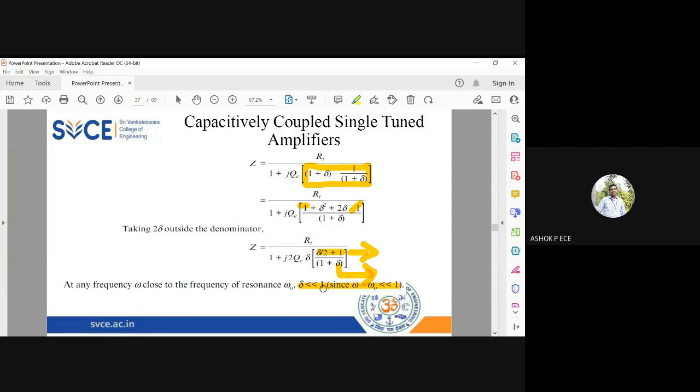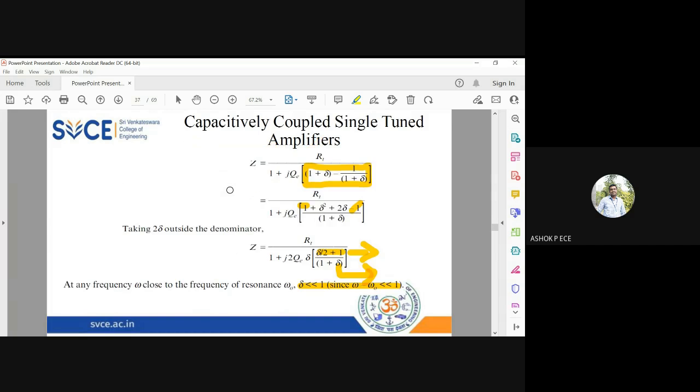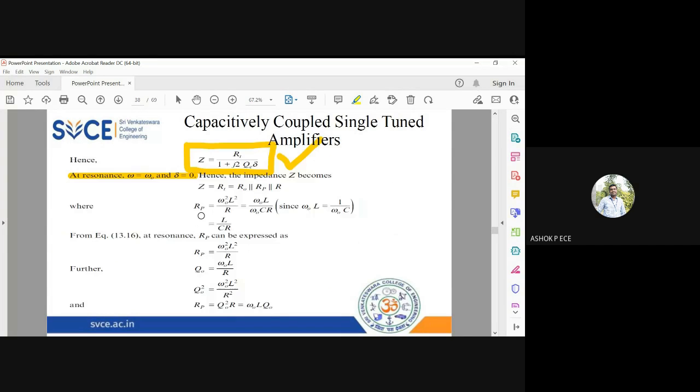You substitute that approximation, and finally you get Z equal to RT by 1 plus J2 QE into delta. This is the impedance of your load for any frequency. At resonance, when omega equal to omega naught, delta will be equal to 0. See the formula for delta, omega minus omega naught. When you put omega equal to omega naught, delta will be 0. So when delta is 0, Z will become Z equal to RT.